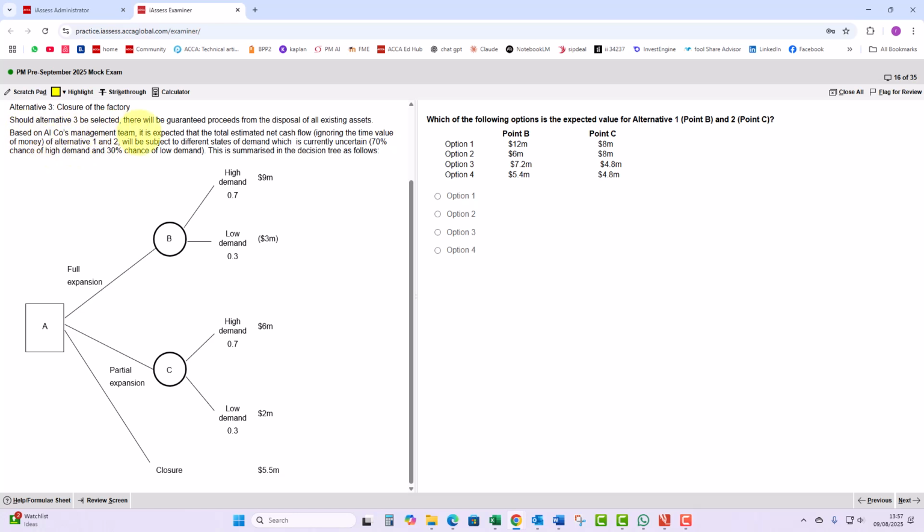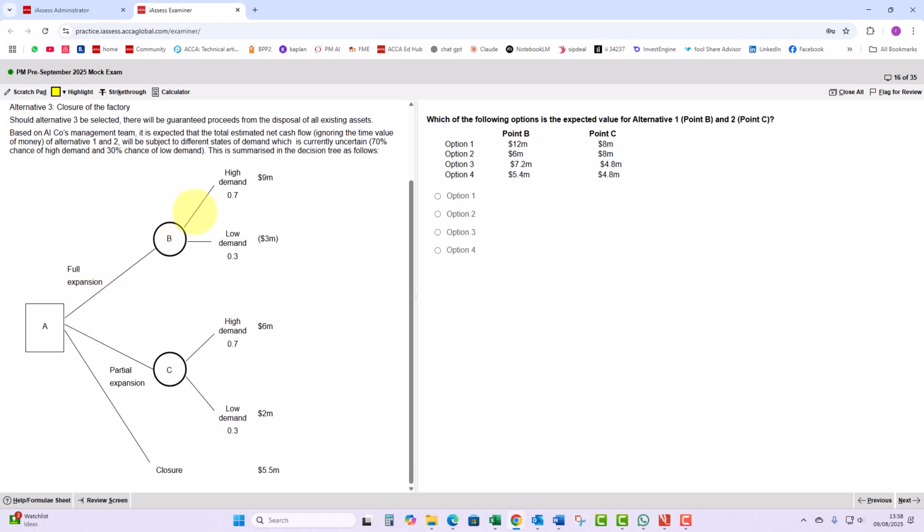Based on Alco's management team, it's expected the total estimated net cash flow, ignoring the time value of money, of alternative 1 and 2 will be subject to different states of demand, which is currently uncertain. And there's a 70% chance of high and a 30% chance of low demand. This is summarized in the decision tree below. So you see at the decision point, they can either choose to expand fully, expand partially, or close. If they close, they're guaranteed to get 5.5 million. If they partially expand and there's high demand, they'll get 6 million. If they partially expand and there's low demand, they'll get 2 million. And there's a 70% chance of high, 30% chance of low.